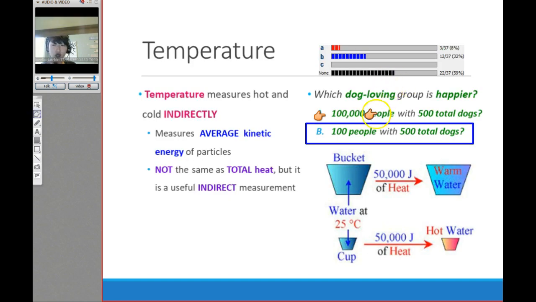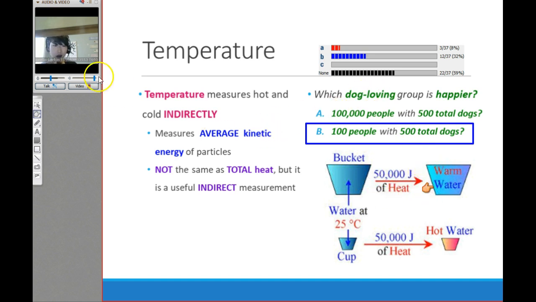So the same thing is true with heat, okay? Imagine that the dogs are heat, okay? Units of heat, right? So if you have a really, really big population and a really, really small population that both have the same amount of dogs or the same amount of heat, the average is going to be different.